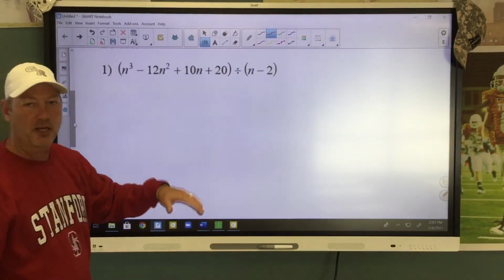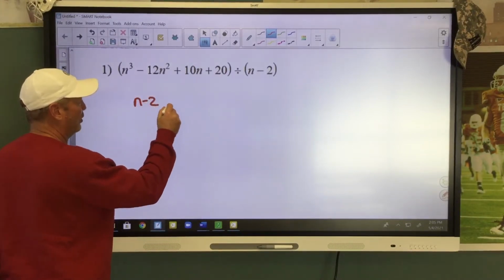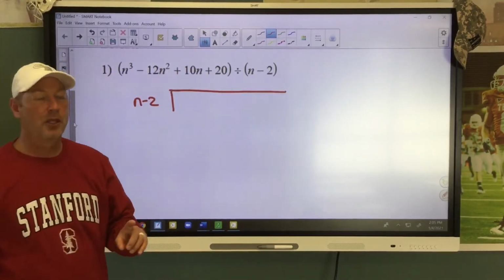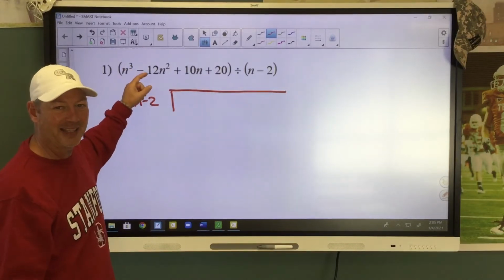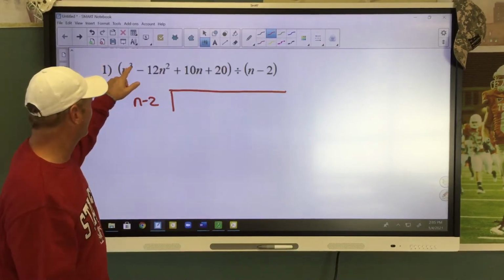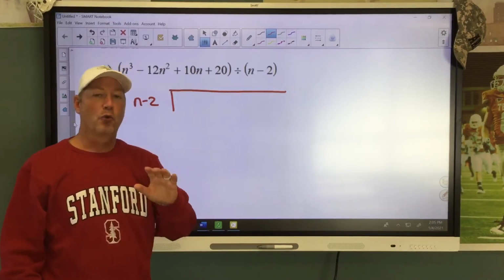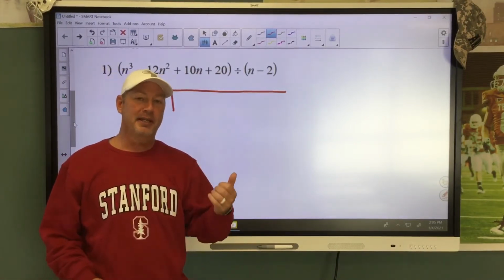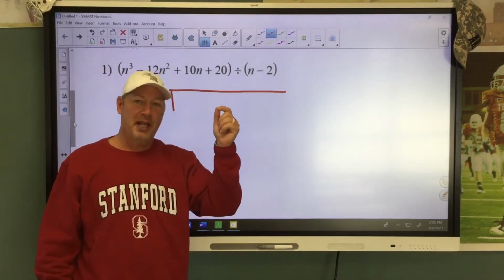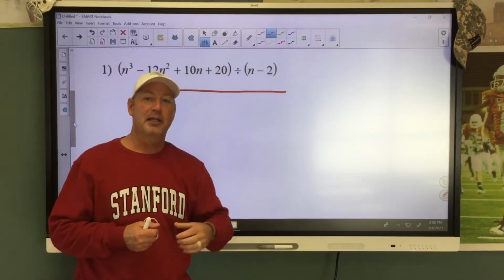We're going to set up our problem. We're going to say that n minus 2 divided into, now here's the trick. You need to put this in order from your highest exponent to the lowest. It's called standard form, but it goes 3, 2, 1, and then your constant term. And we're going to do an example in a minute that's going to have a gap, where you will not have a certain variable with an exponent. You'll be missing one of those. And we'll show you how to put in a 0 to hold that spot and to work the problem.